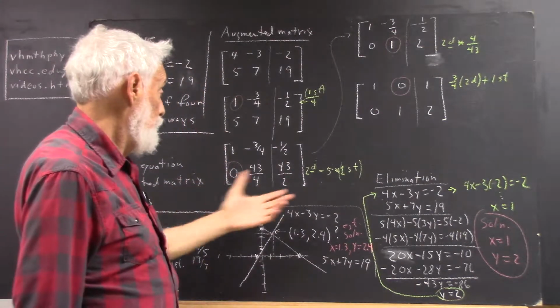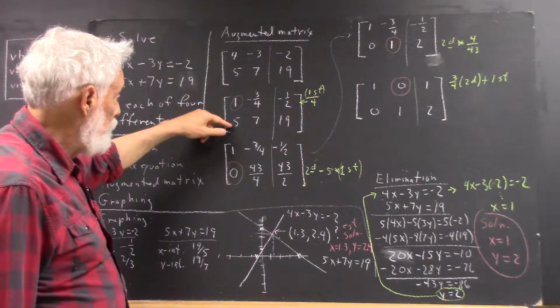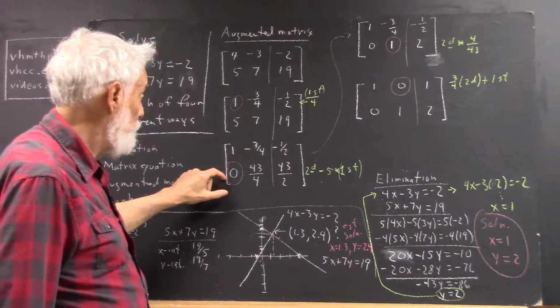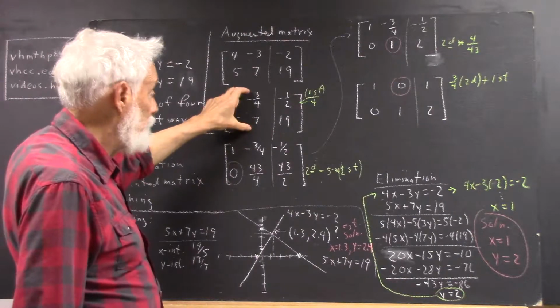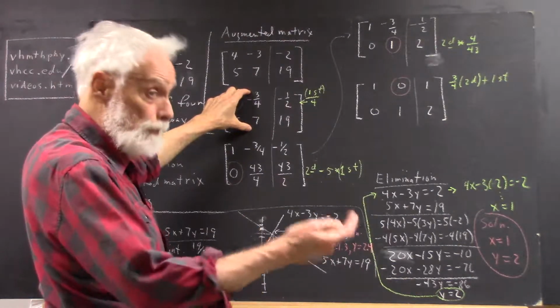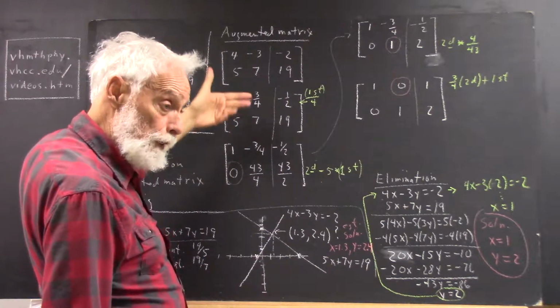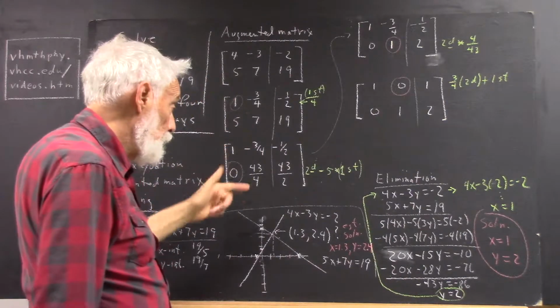So, what? -5 times, okay, here's the second. -5 times the first would give us -5 here. -5 and 5 gives us 0. Then we have 7 here. And -5 times -3/4 gives us plus 15/4. 15/4 and 7, well, 7 is 28/4, so we get 15/4 and 28/4, which is 43/4.